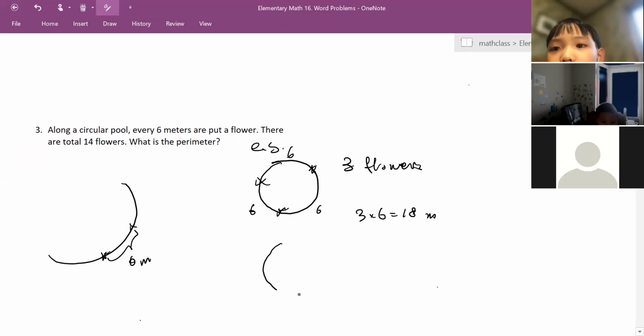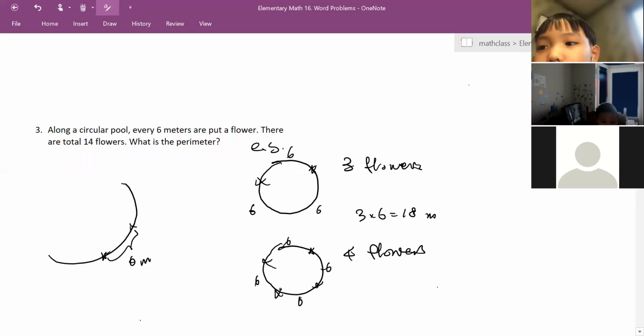So if there are 4 flowers, 1, 2, 3, 4, you see that you have 4 sections. If there are 4 flowers, you have 4 sections. Right? 4 pieces here. So that's why the parameter is just 4 times 6, 24 meters. So now you get the idea. All you have to do is just multiply the number of flowers by 6.